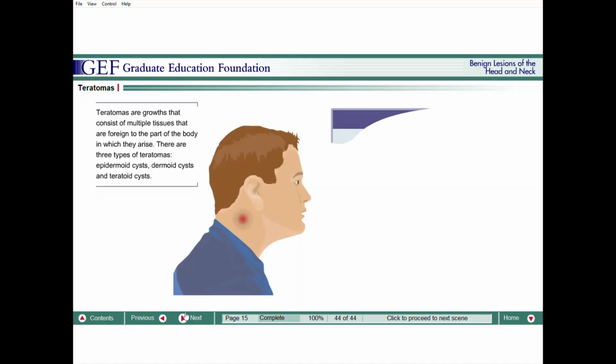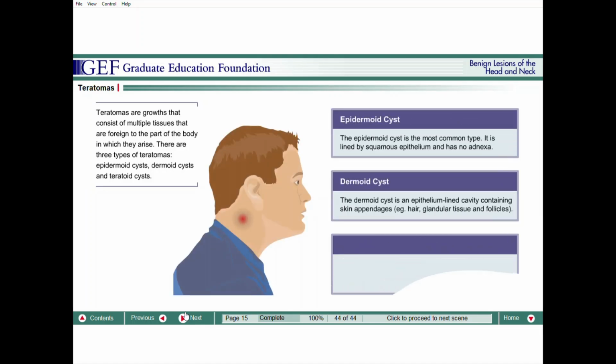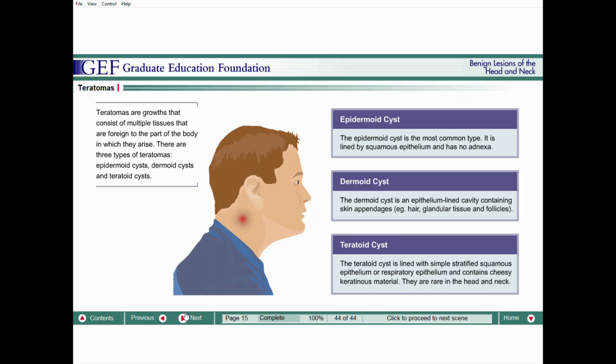Teratomas are growths that consist of multiple tissues that are foreign to the part of the body in which they arise. There are 3 types of teratomas: epidermoid cysts, dermoid cysts, and teratoid cysts.